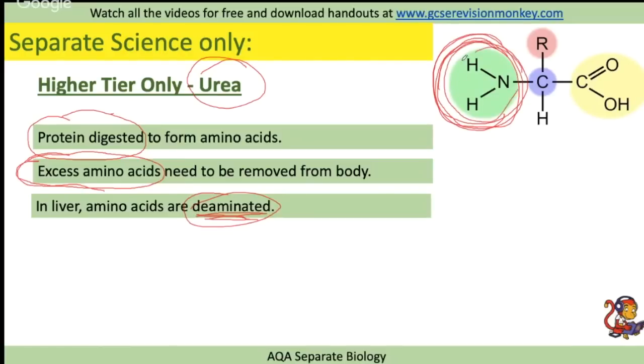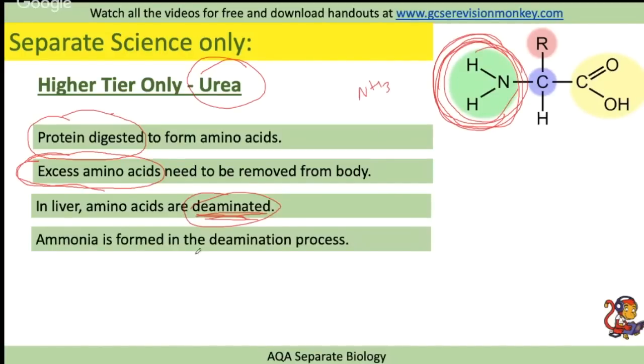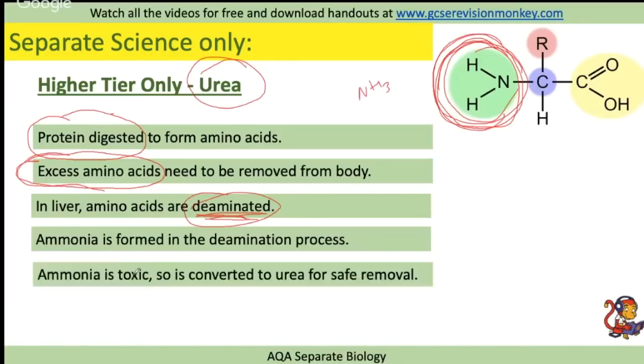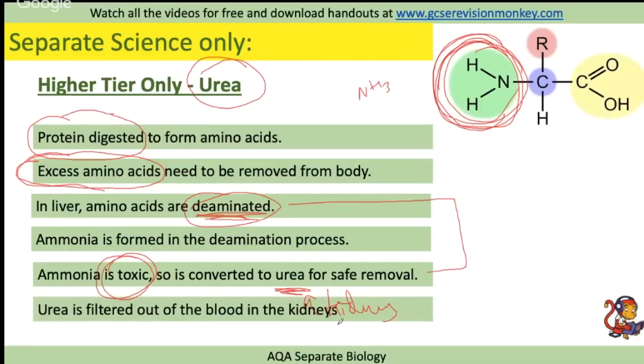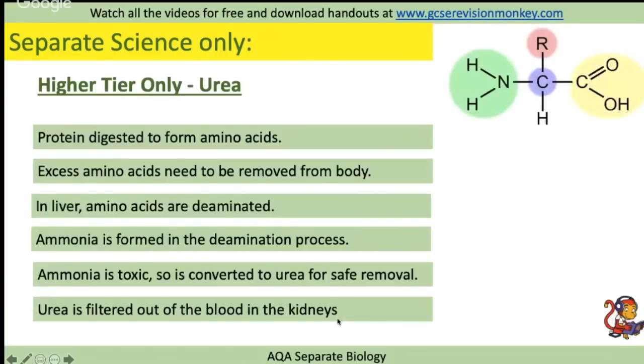And you can see here how this is then going to form ammonia. So ammonia is formed in this process, and it is toxic. So you need to get rid of that very quickly from your body. So the ammonia is quickly converted into urea and then removed by the kidneys. So that is the process of deamination, which happens in the liver. And then the kidneys are the ones that remove the urea by filtration. The other thing before we move on to the genetics that they might ask is about the dialysis machine.